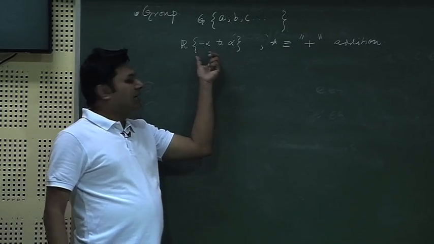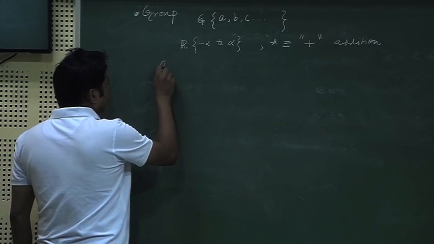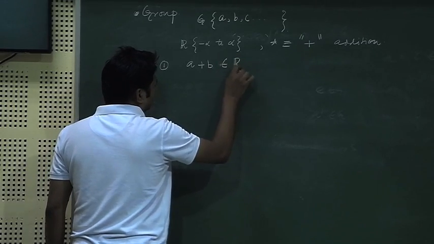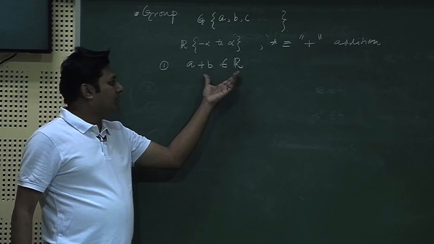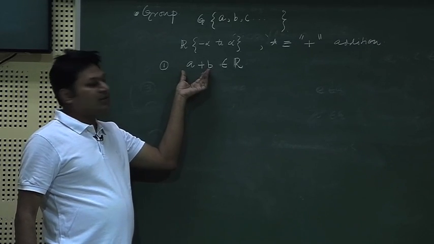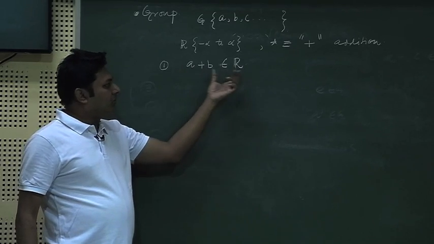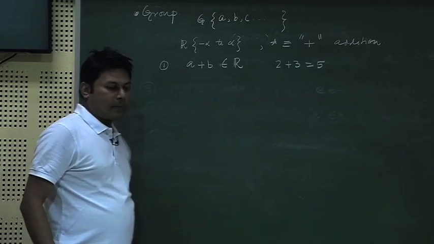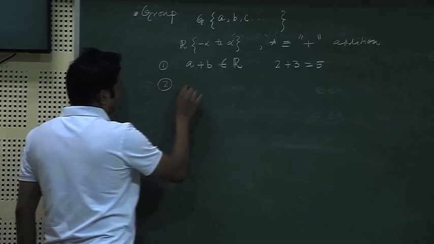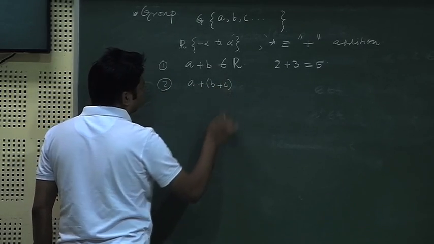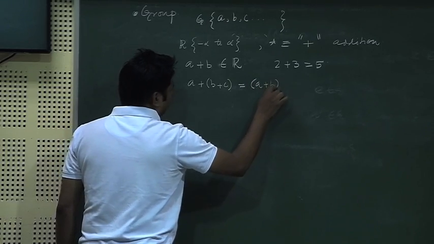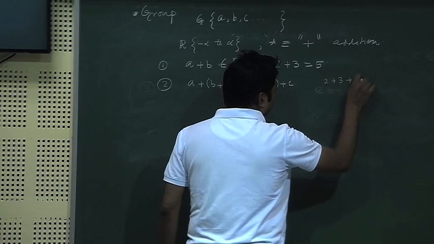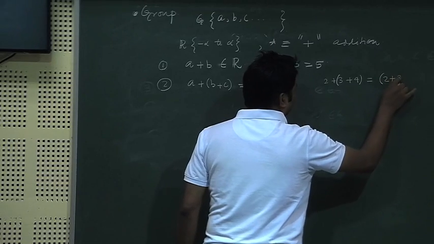Now, I apply this over the elements. You can readily understand that for any elements, A plus B belongs to the real numbers R. This is quite trivial: if I add 2 real numbers, whatever the result, it will fall in the real numbers. For example, 2 plus 3 is equal to 5. You can take any number you want. Second thing, A plus B plus C is equal to A plus B plus C, grouped either way. This is also true. If I take 2 plus 3 plus 4, it is the same either way.